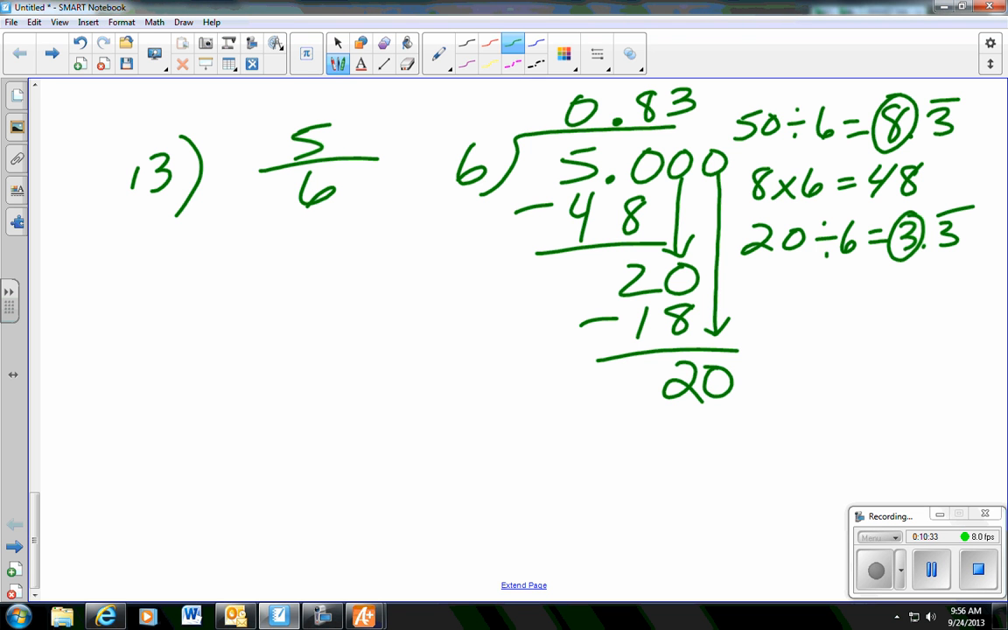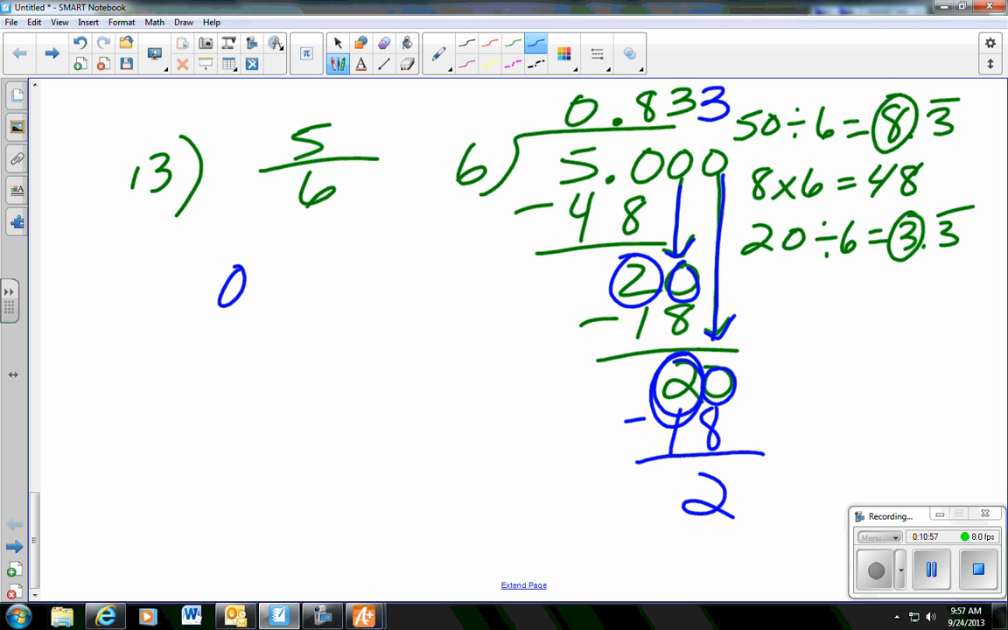So now you see what's happening here is we're always getting a remainder of 2, and then we're bringing down a 0. A remainder of 2, bringing down a 0. So again, 6 is going to go into 20 3 times. 3 times 6 is 18. Subtract and you get 2. So we see now it's going to start repeating. So it's 0.83 and the 3 repeats. So 0.83 repeating. And that's your answer.